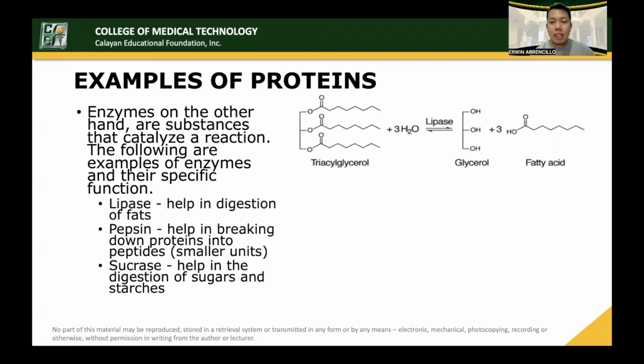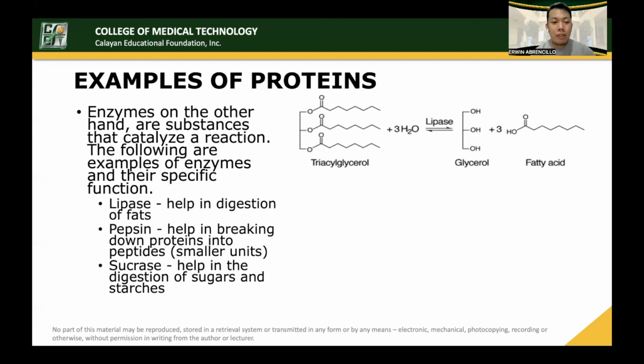So you have here the role of the lipase that helps in the digestion of fats. You have here triacylglycerol with water. With the help of the lipase, triacylglycerol is broken down into the products, which are glycerol and fatty acids.